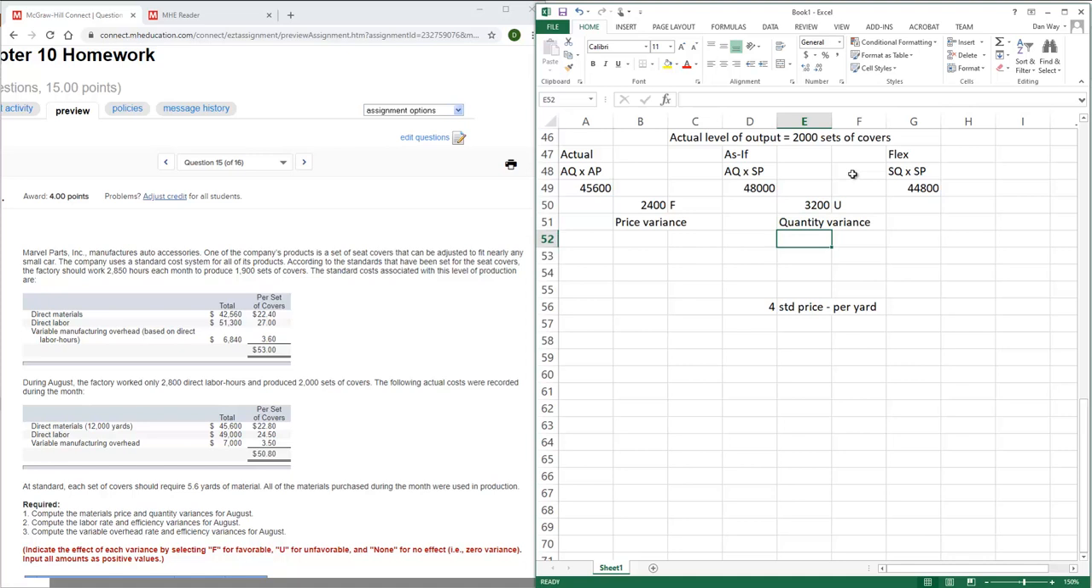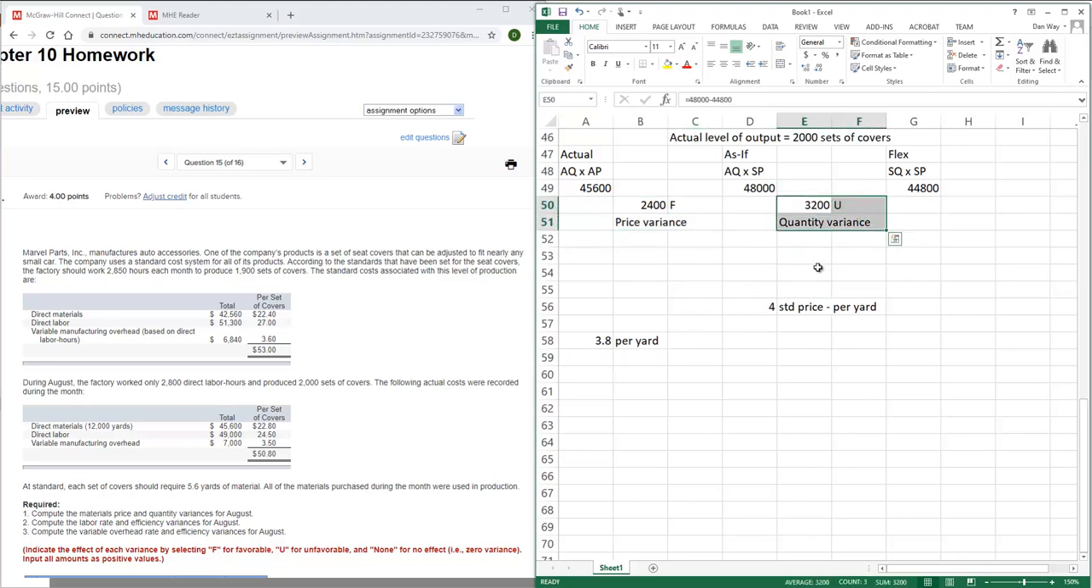Now let's remind ourselves what these things mean. $2,400 favorable price variance, that means we paid less per yard than our $4 standard price. And just to be clear, we can see that in our actual spend down here. We spent a total of $45,600, and that was for 12,000 yards, $3.80 per yard. So yeah, that's less than our standard of $4, so that difference makes some sense.